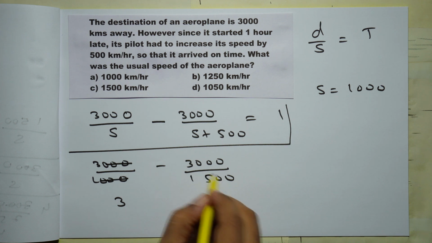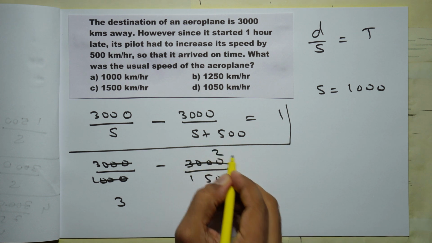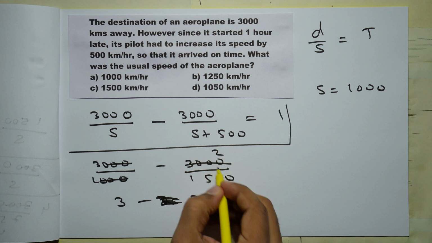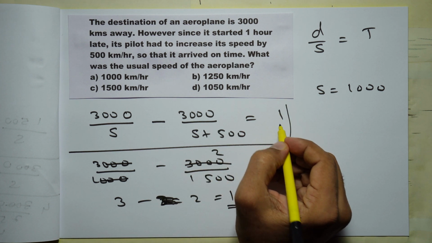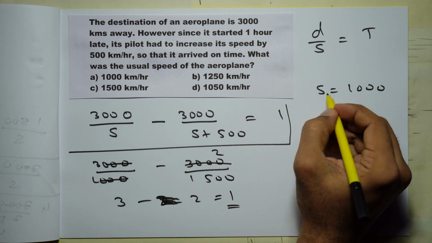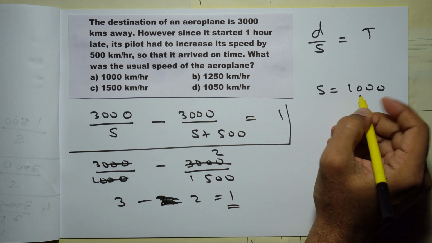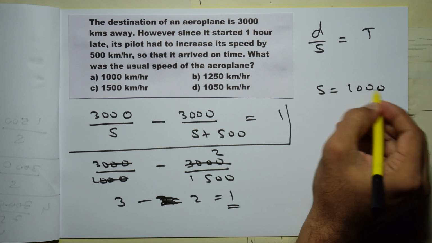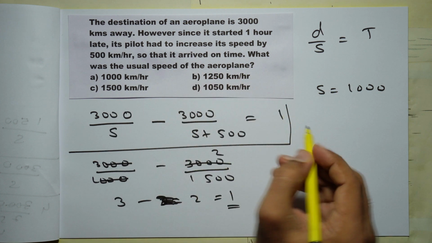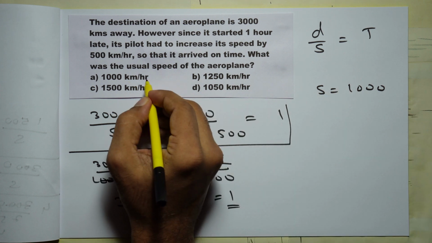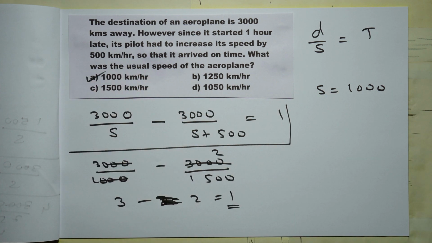3000 by 1500, that is 1500 divides 2 times. So 3 minus 2, you will get it as 1. So you can see that that is equal to the right hand side of the equation. So s is equal to 1000, it satisfies. Hence the solution is s is equal to 1000. So what is the usual speed of the aeroplane? s is equal to 1000 kilometers per hour, option A.